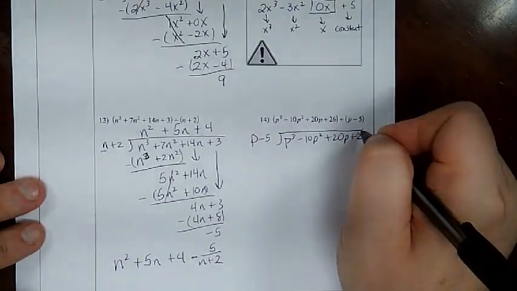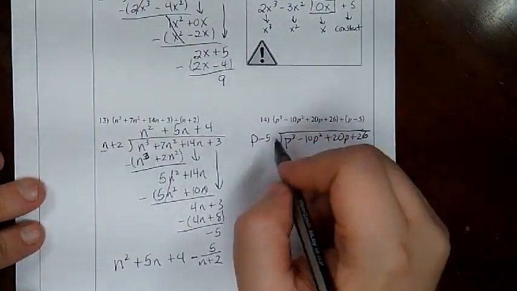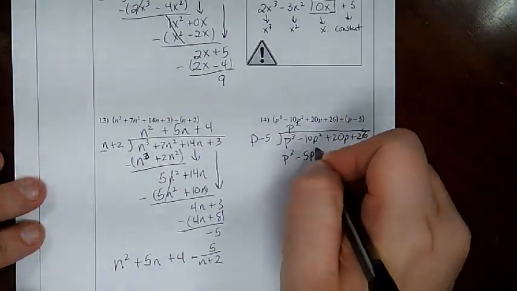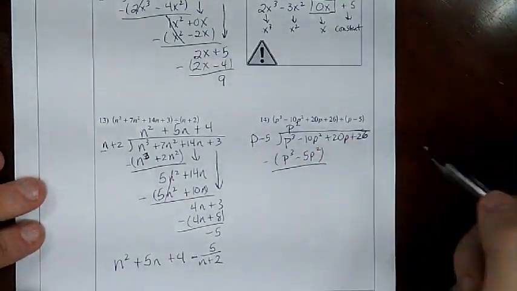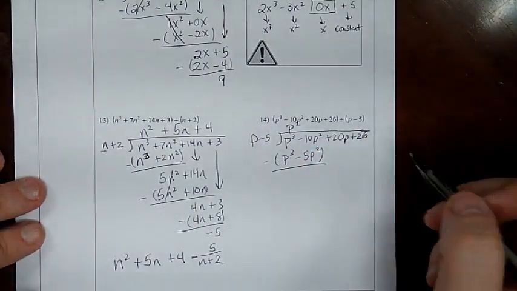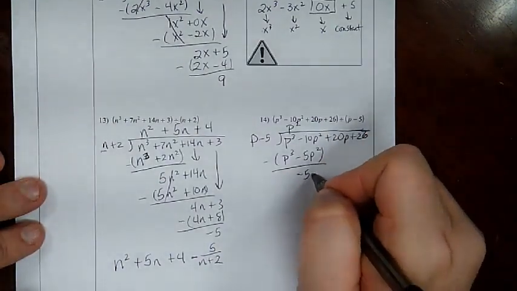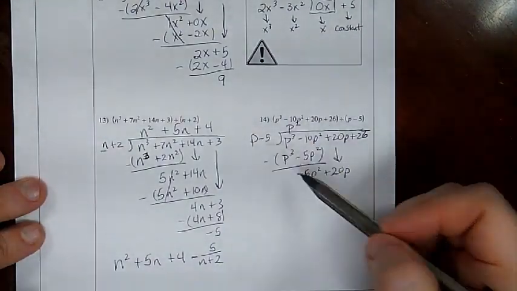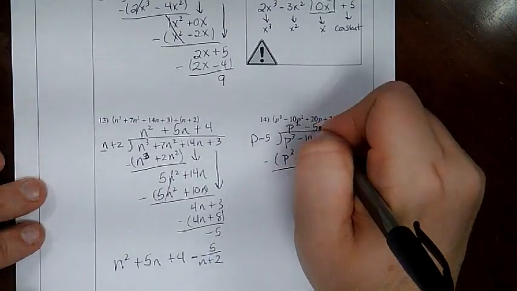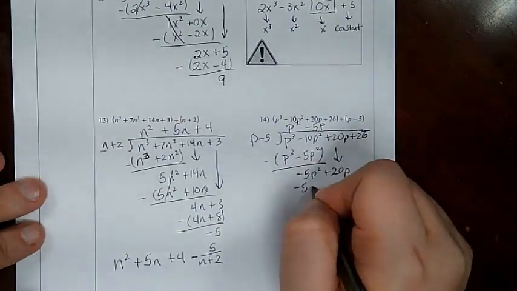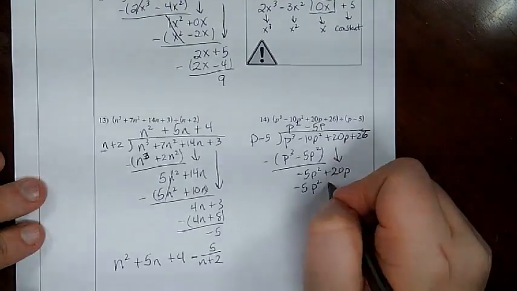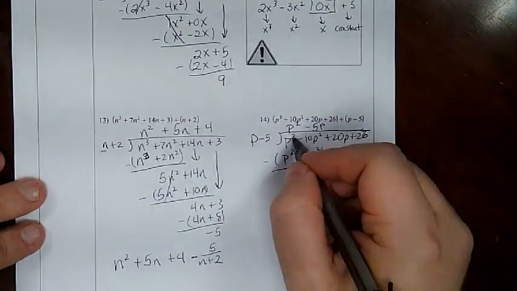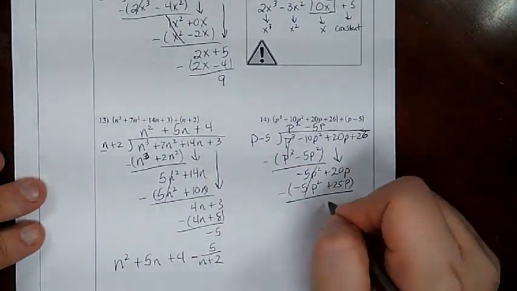What times p gives me p cubed? That's p squared. So then this is p cubed minus 5p squared. Remember, I'm subtracting. 10p squared minus negative 5p squared is negative 5p squared plus 20p. What times p gives me negative 5p squared? That's negative 5p. Negative 5p squared plus 25p. Remember, I am subtracting. Those will be gone. 20p minus 25p is negative 5p plus 26.